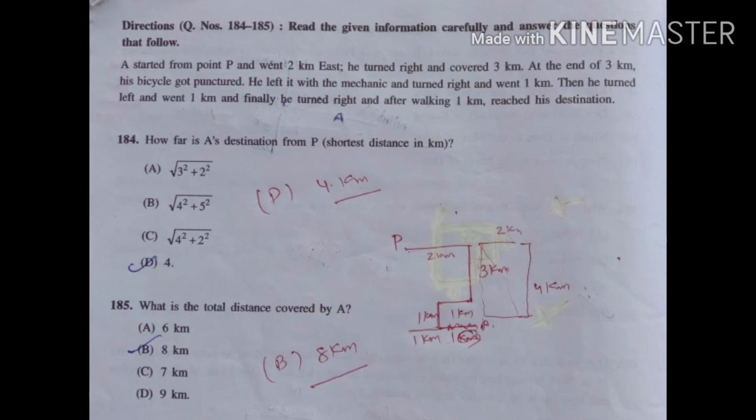How far is A's destination from P? The shortest distance is 4 kilometers. What is the total distance covered by A? It is 8 kilometers.